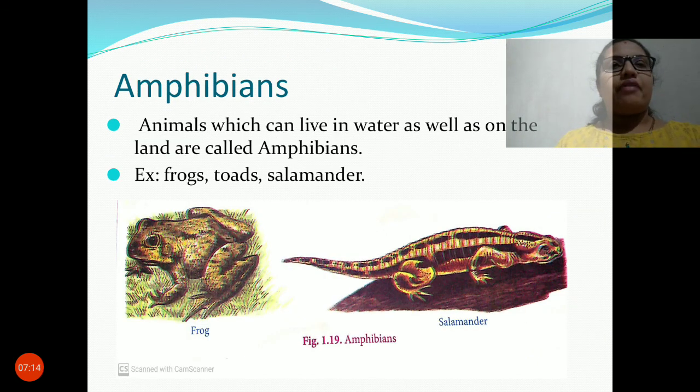Then amphibians. Amphibians are the animals which live in the water as well as on land. Both. Animals that live in water as well as the land are called amphibians. In our everyday life we have observed a frog, correct? It can live on land also and in water also. Example is frog and salamander.